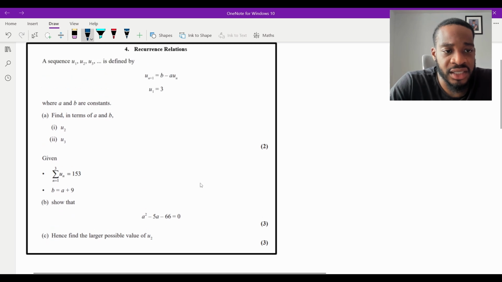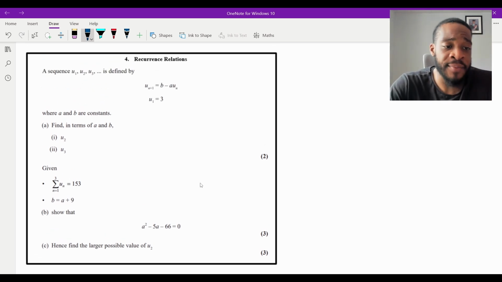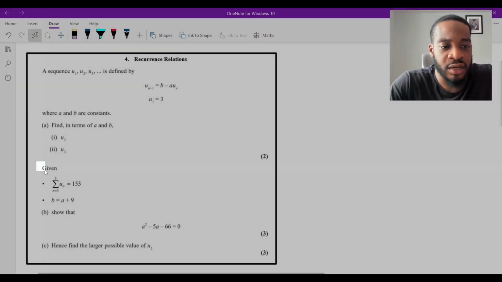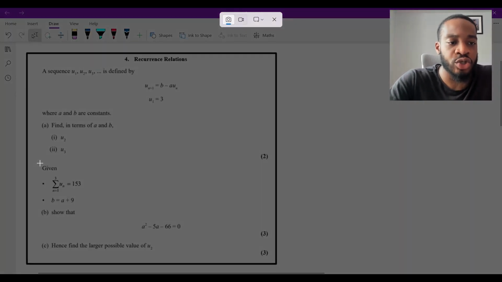Part B, what does part B say? It says, given that the sum of n equals 1 to 3 of un is equal to 153 and b is equal to a plus 9, show that a squared minus 5a minus 66 is equal to 0 for 3 marks. Okay, so that isn't too bad either. So just remember sigma notation. You need to understand the definition of sigma notation and what it's actually asking you to do.